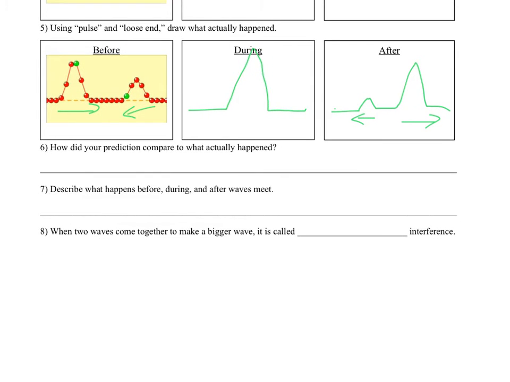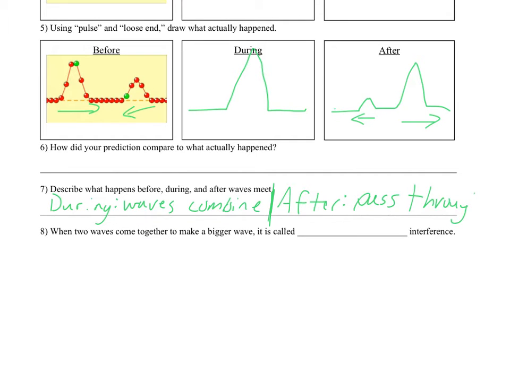So, this part was like they're making predictions. Number 7 says, describe what happens before, during, and after the waves meet. So the important thing is that during, the waves combine. And then the after, they pass through each other. Okay, they do not bounce off each other. So when two waves come together and make a bigger wave, we call that constructive interference.